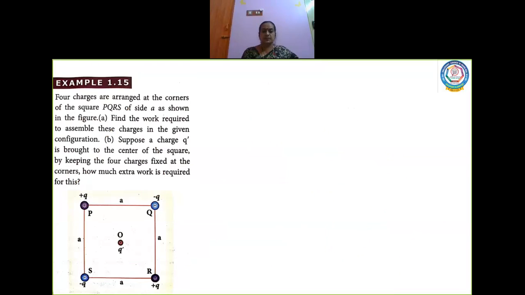Now with this concept in mind, let us go on to the simple sum. Actually the concept is very well explained here, children. When you go through the concept and do this sum, surely you will understand the concept. Okay, now let us move on to the sum. Four charges are arranged at the corners of the square PQRS. So where is P, where is Q, where is R, where is S? Find out. Of side A as shown in the figure, find the work required to assemble these charges in the given configuration. The same principle we are going to apply here.